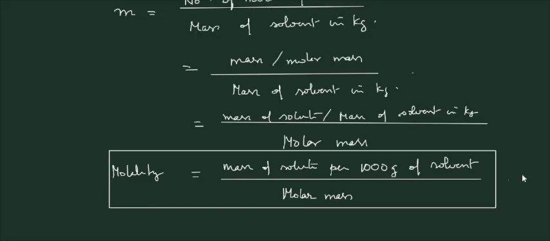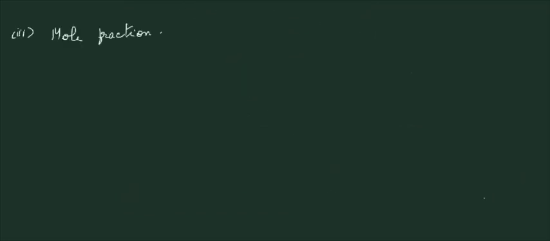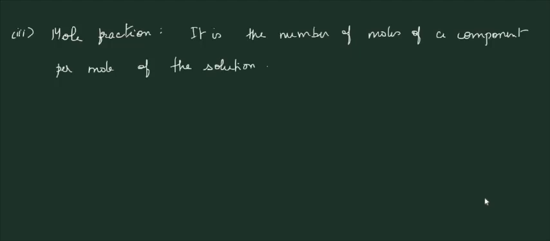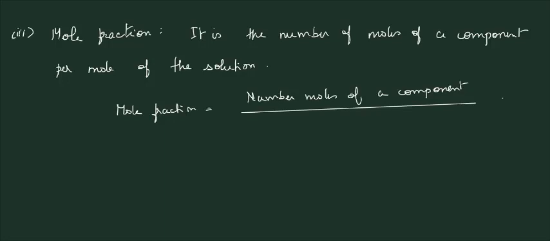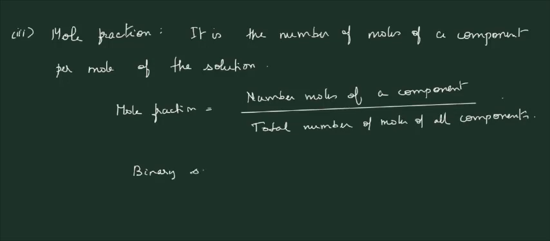Now next one is mole fraction. It is the number of moles of a component per mole of the solution. So we can write this as mole fraction is equal to number of moles of a component divided by total number of moles of all components. For example, consider a binary solution and you have two components A and B.